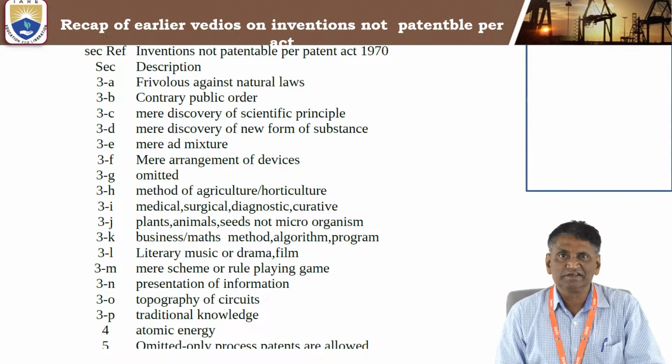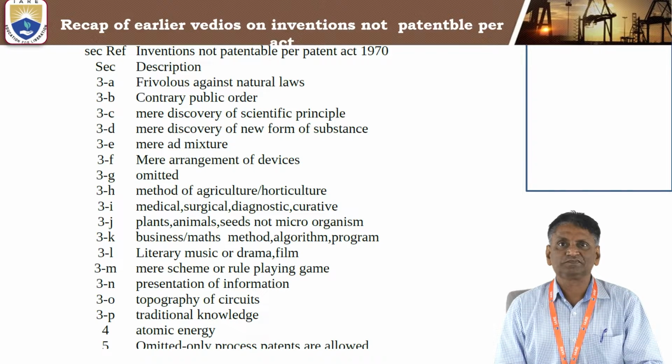3K says a business method or an algorithm or a program per se cannot be patented. 3L says cinema, photographic film, or art, literary, music works cannot be patented because they are eligible for copyright. Patent cannot be granted for such items. Then mere scheme of playing a game. Section 3M says if you describe a method of playing a game, that cannot be patented.